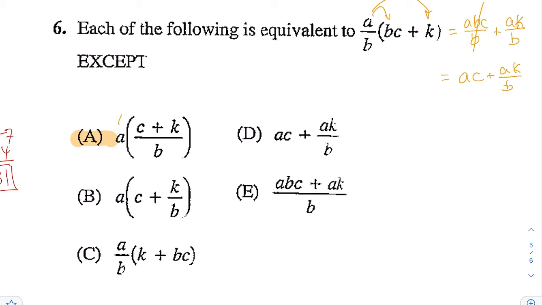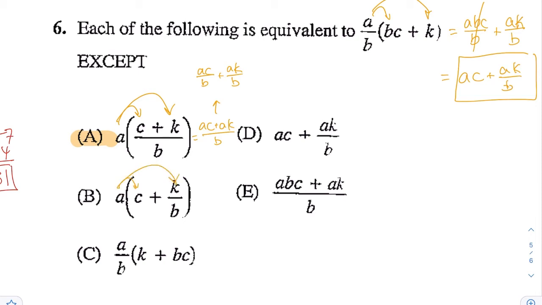So in choice A, you would distribute the A across, and that will give you AC plus AK all over B. And here you can actually split this into 2 fractions because you have a common denominator of B. Except that's not the same as the original here because there shouldn't be a fraction here. So the answer is probably A, but you gotta go through all the choices just to be safe.